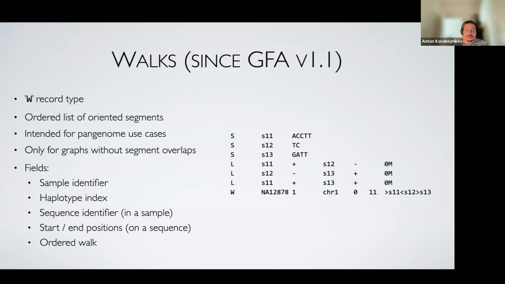And the fields are, as you can see, very centered towards the pangenomic application. So here is the sample identifier, the haplotype index, so we can have multiple haplotype paths. We have the sequence identifier in the sample, like chromosome 1, chromosome 2, chromosome X, whatever. We have the start and end position of the sequence of the path, so we do not have to trace the whole path of the chromosome, but let's say one particular gene. And then is the synthesis of just the ordered walk of the segments, how these things traverse.